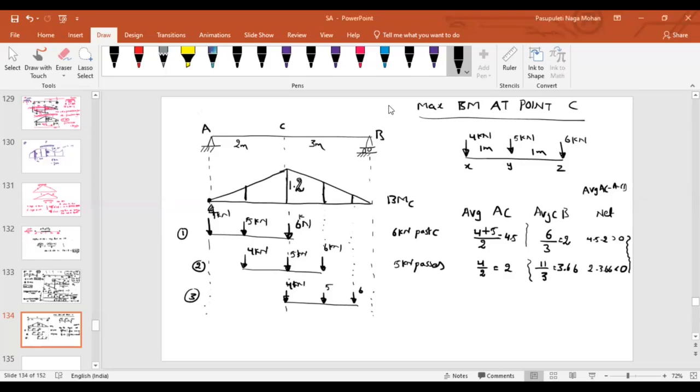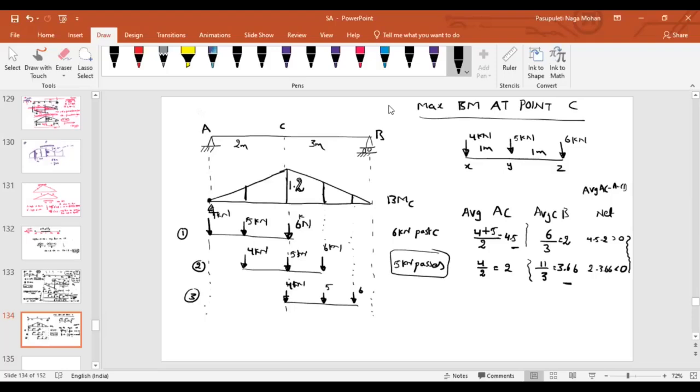Here we are not exactly getting equal to 0. Why? Because if it is a UDL, we will get exactly equal to 0. But as it is not a UDL, you have to pick the transition point. What is the transition point? It means one average load will be more beyond that. If the 6 kilonewton passes, average load on AC is greater. If 5 kilonewton passes, average load on CB is greater. That means this is the point where the transition is occurring. So if you place the 5 kilonewton load at point C, it might give you the maximum value.